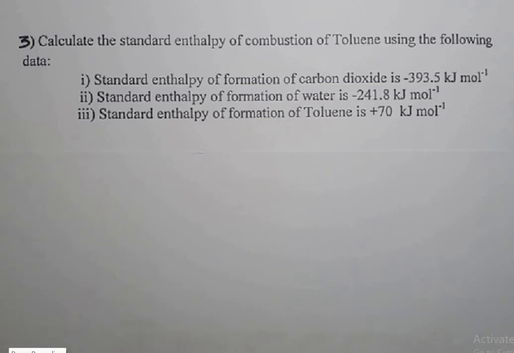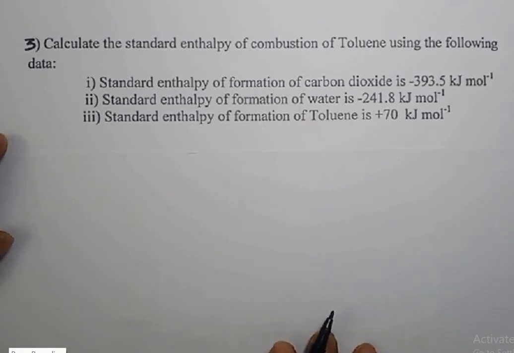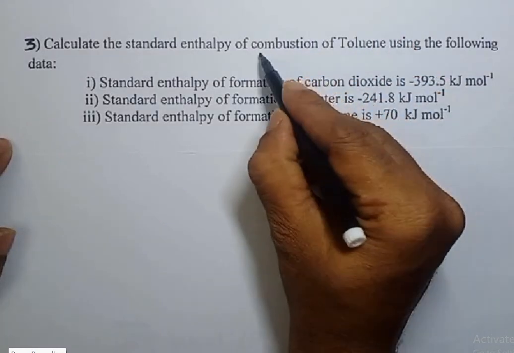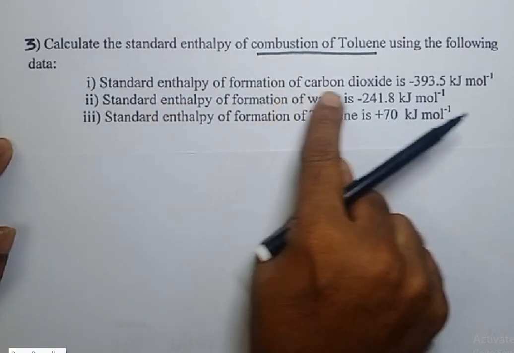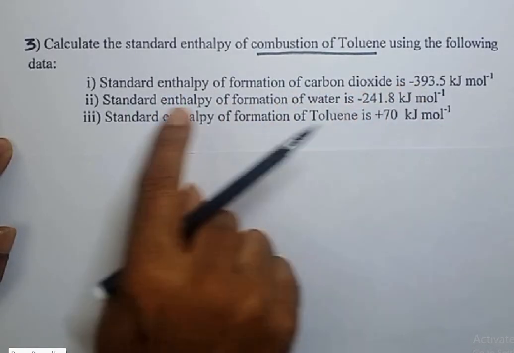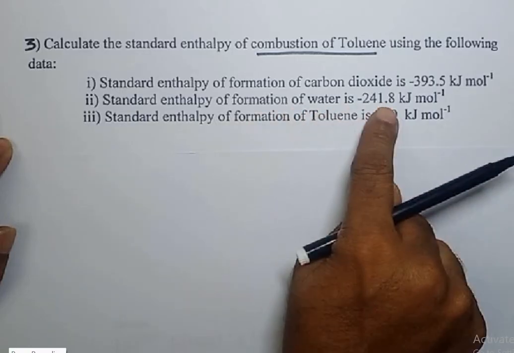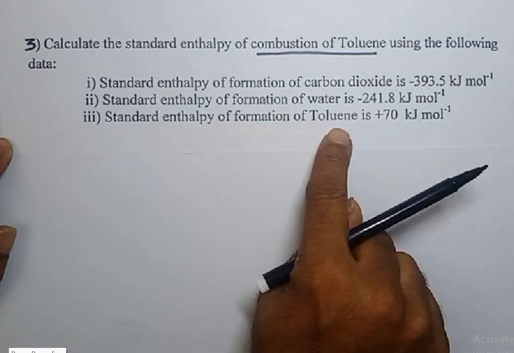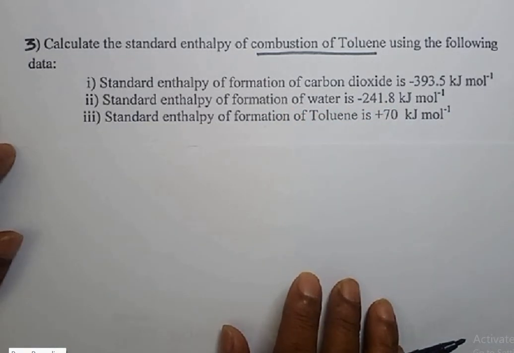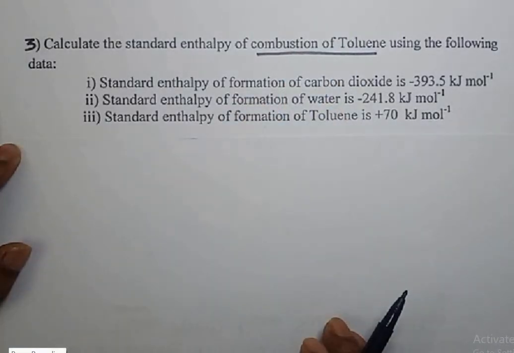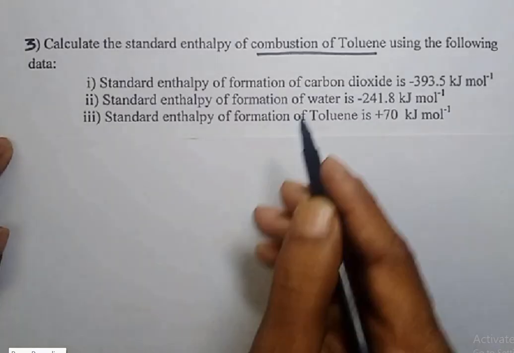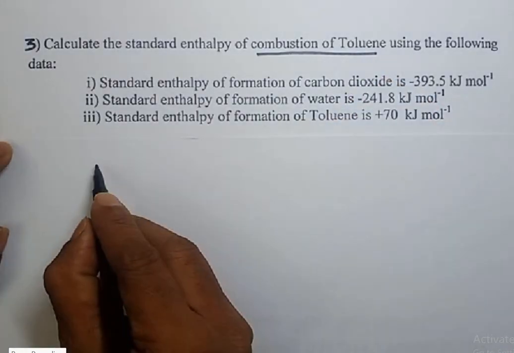Right. The next question is, calculate the standard enthalpy of combustion of toluene using the following data. Standard enthalpy of formation of carbon dioxide is given. Standard enthalpy of formation of water is given. Standard enthalpy of formation of toluene is given. Okay. Now we need to find out the enthalpy of combustion of toluene. What is combustion? You know very well.